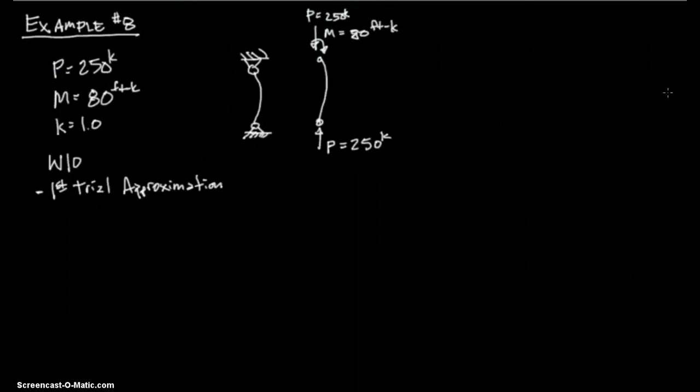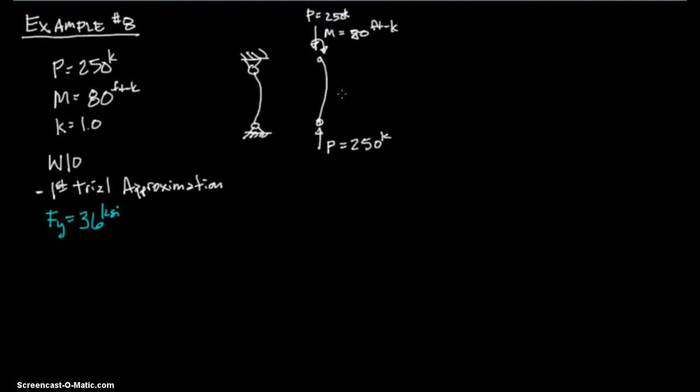Welcome to Lesson 4, example number 8. It gives us a 16-foot long column of A36 steel. Let's go ahead and put the yield stress: it's 36 KSI. And it supports an axial load of 250 kips and a moment of 80 foot-kips.